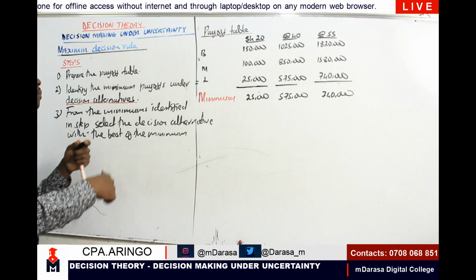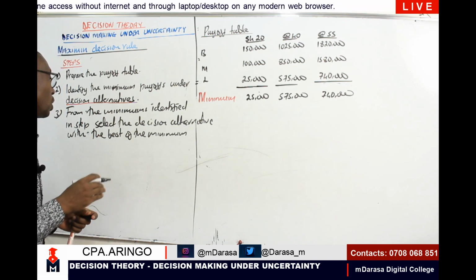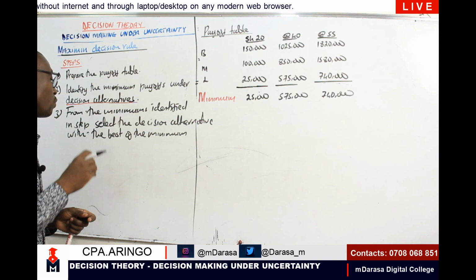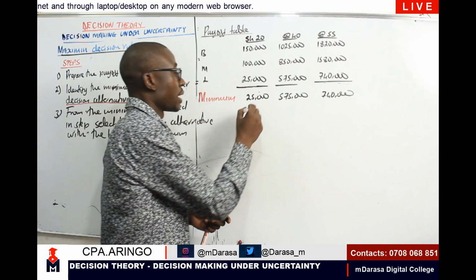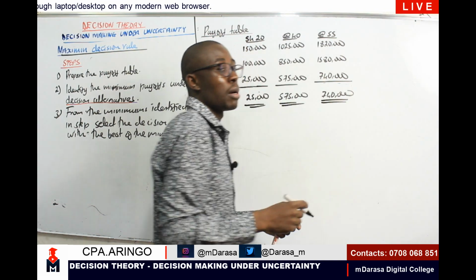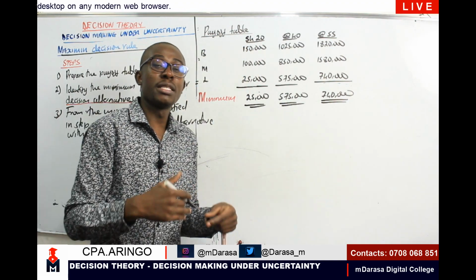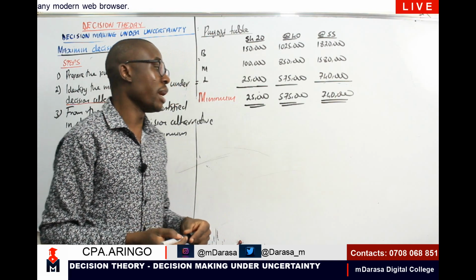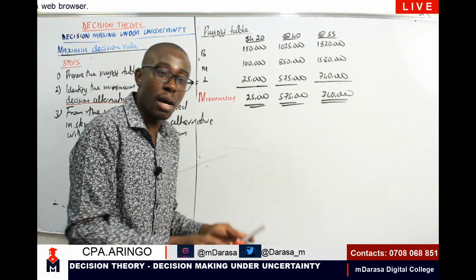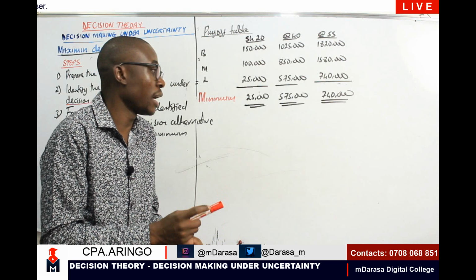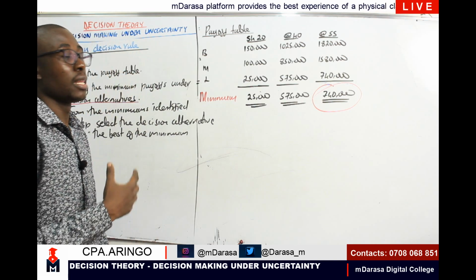Step number 3, from the minimums identified, we should select the decision alternative with the best of the minimums. So again, the question will be, from these minimums that we've identified, which one is the best amongst all of them? The maximum of the minimums that we've identified, we can clearly see, is 740. 740 is the best of the minimums that we have identified.